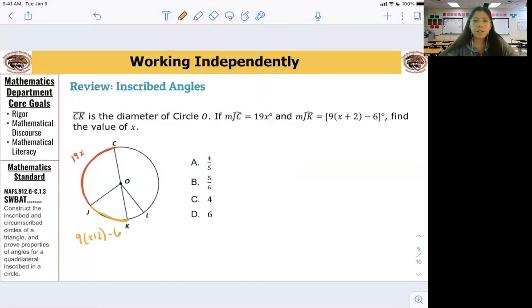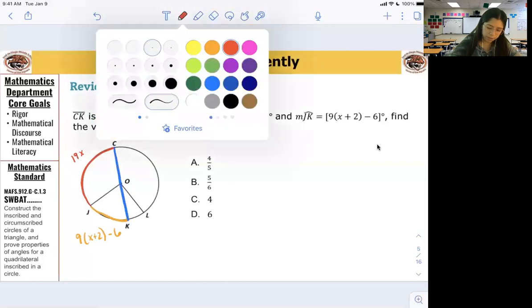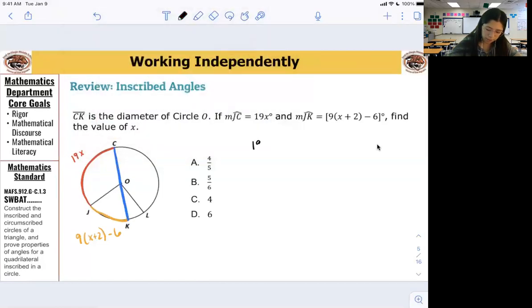What do those two have to add up to? Good, Perla's got it. Why do they have to add up to 180, Perla? Good, because CK is the diameter, so I have a semicircle, and semicircles add up to 180 degrees. So we can basically set these equal to 180. 19x plus 9 times x plus 2, minus 6, equals 180. Go ahead and solve.